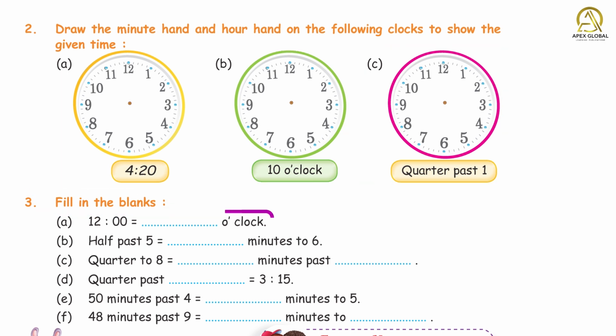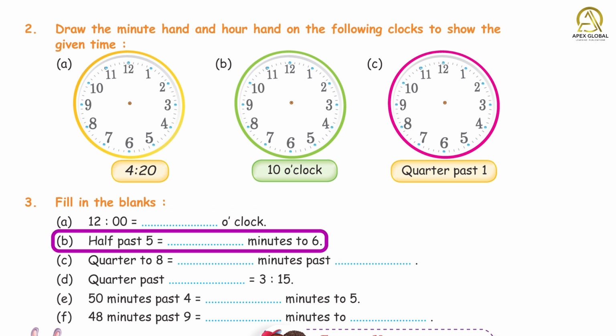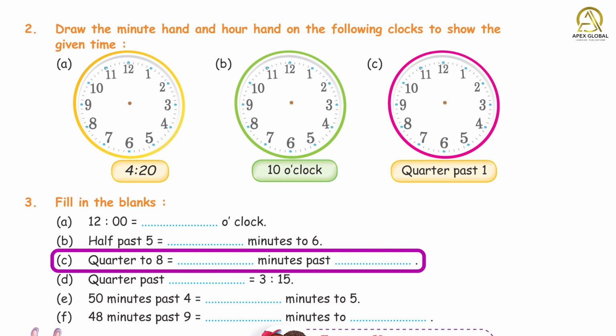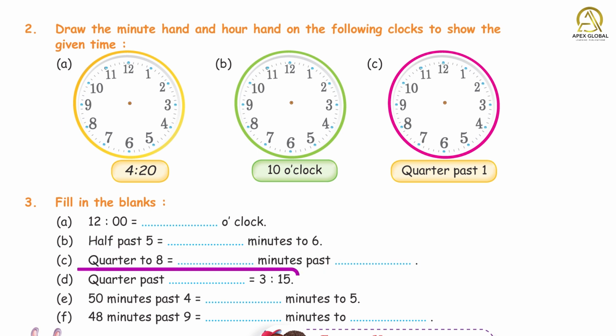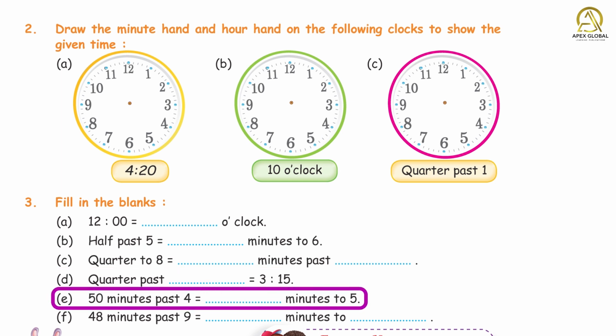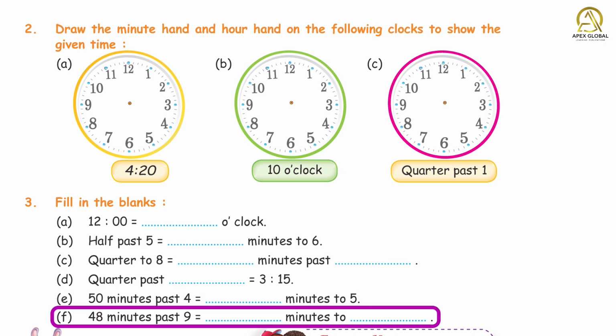Question 3. Fill in the blanks. A. 12 equals 12 o'clock. B. Half past 5, 30 minutes to 6. C. Quarter to 8, 45 minutes past 7. D. Quarter past 3, 3:15. E. 50 minutes past 4, 10 minutes to 5. F. 48 minutes past 9, 12 minutes to 10.